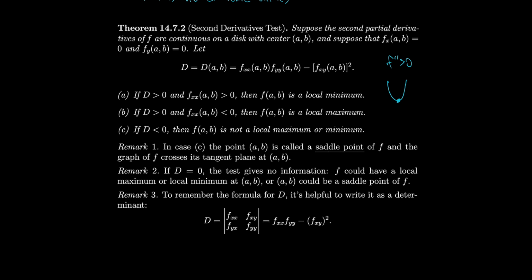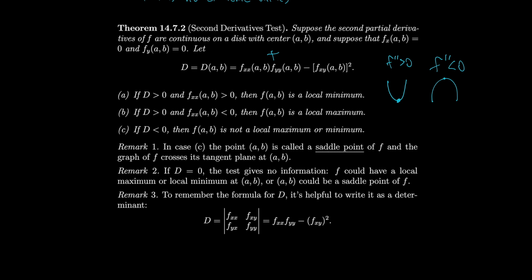If D is positive and this one is negative, then again, these have to have the same sign, because the product has to end up positive in order for D to be positive. So we're saying it looks something like this, where it's sort of concave down, where our second derivative is negative, but in terms of partial derivatives, they're all going to be negative.